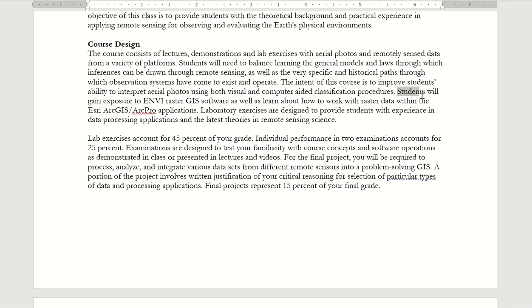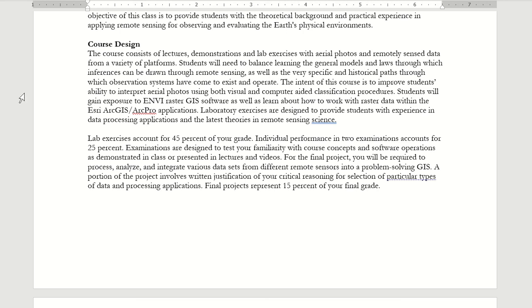As for specific applications, we're going to be working in ENVI as well as the Esri application. So ArcGIS for desktop, ArcGIS Pro. ENVI is kind of a remote sensing industry standard application for image analysis, deriving variables, that sort of thing. And so I'll be updating quite a few labs to ENVI that we'll be working on.